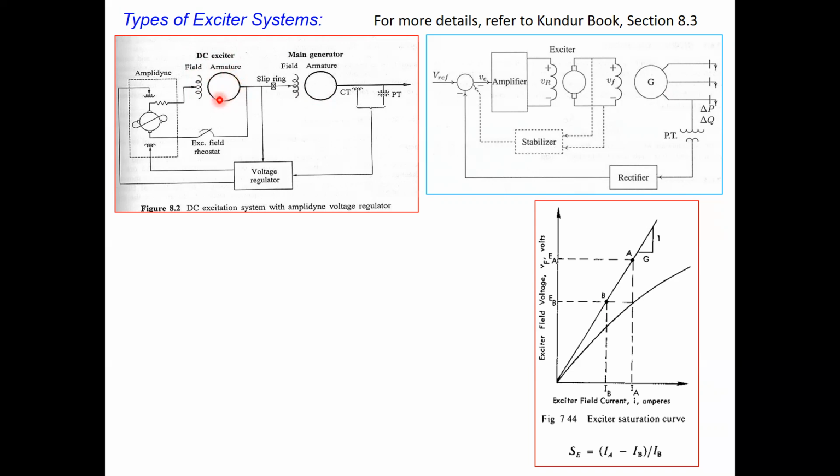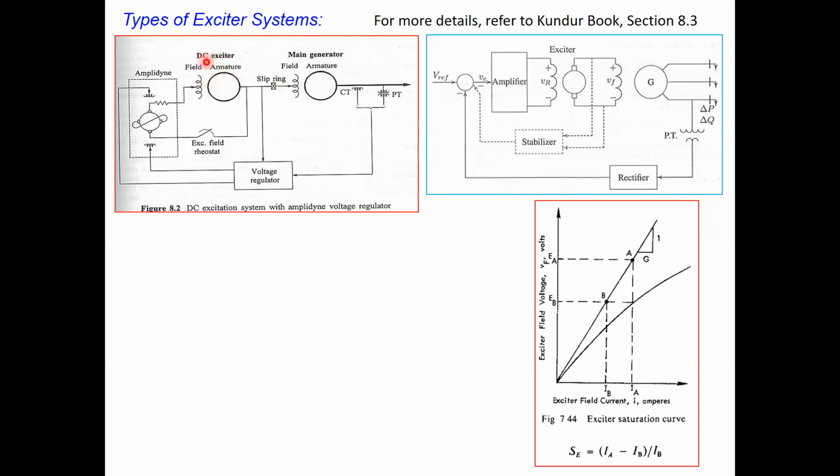The output of the armature of the DC generator provides the field current to the field circuit of the main generator. Then again, what will be the source for this one? This is the main generator's exciter. To excite this field winding, you have the DC exciter, and it is this armature which will excite.